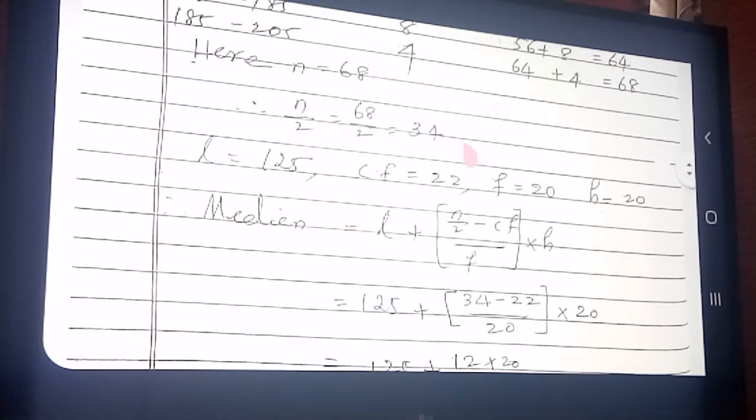See here, all the details I have written here. You directly apply them in the formula. Median is L plus (n by 2 minus Cf) divided by F, into H. What is the value of L? 125, plus n by 2, which means 34. Cf is 22 and F is 20, and the class size, how much is coming? Subtract the lower limit from the upper limit and you will get 20. Now calculate it.